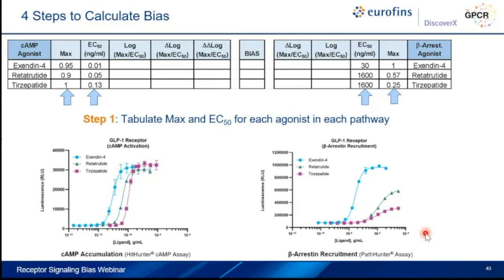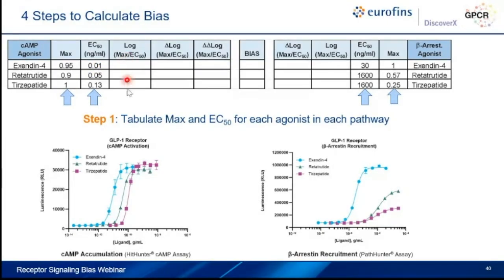So here again, we have DiscoverX, Eurofins data, Exendin, and two other GLP-1 agonists, and you should get each curve, quantify maximal response and an EC50. Maximal response is expressed as the fraction of the total window of the assay, so it cannot go above 1. So here we are. Step 1, we have that.